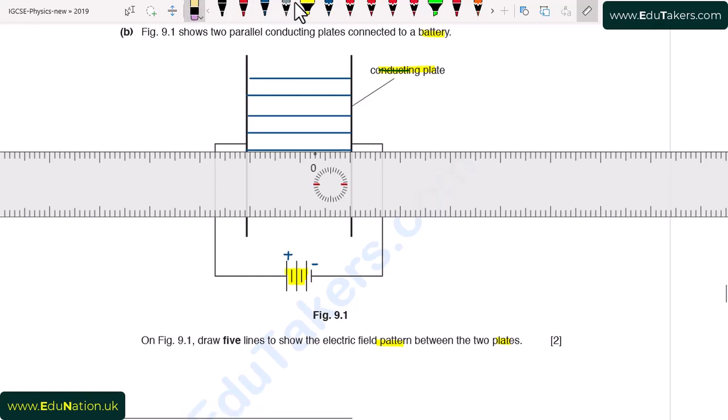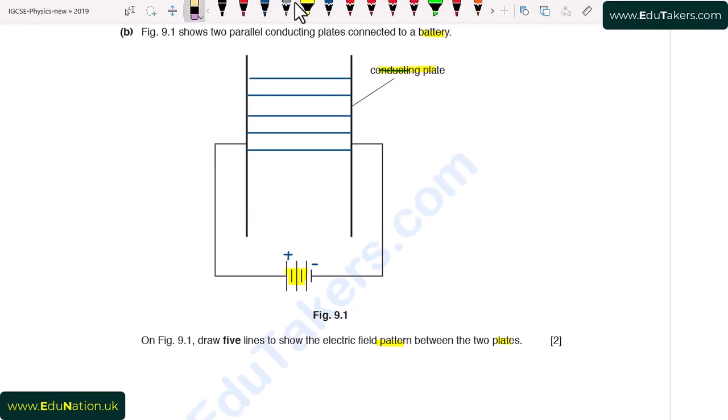So these are the electric field lines, and we also have to show their direction. This is the positive terminal, it means that this is positive and this is negative. These lines originate from positive, so the direction will be this.